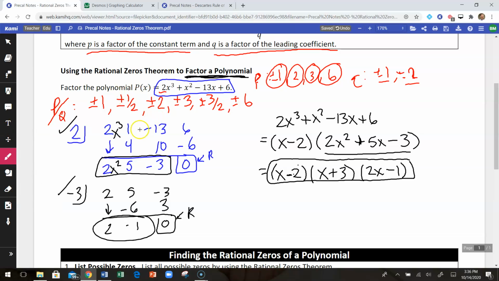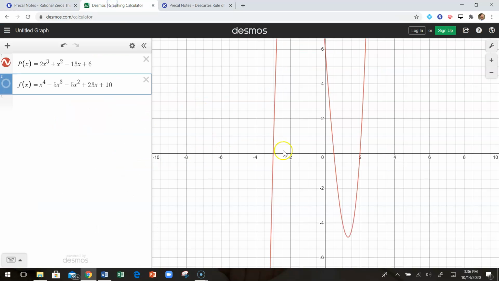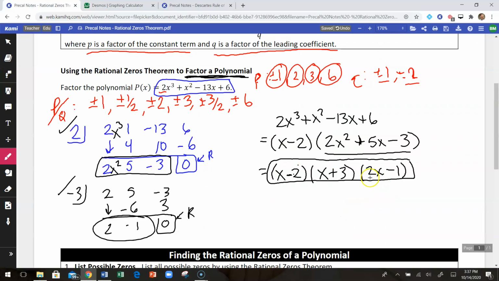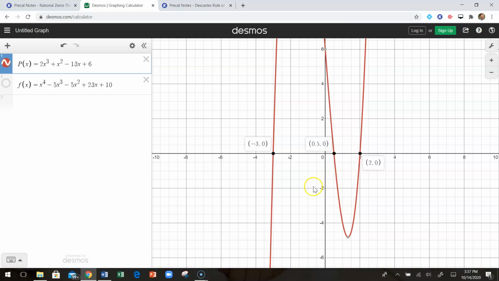Okay, but I had to know which numbers to use, and those come from that list of P over Q's. It could just be a guessing game. But as I said before, if you look at the graph of it, I knew that 2 was going to be one because it crosses through at 2. I knew that -3 was going to be one. And the other one, if you think about this, 2x minus 1, if I solved that, I would get positive 1/2. And if you look, it also crosses through at positive 1/2.